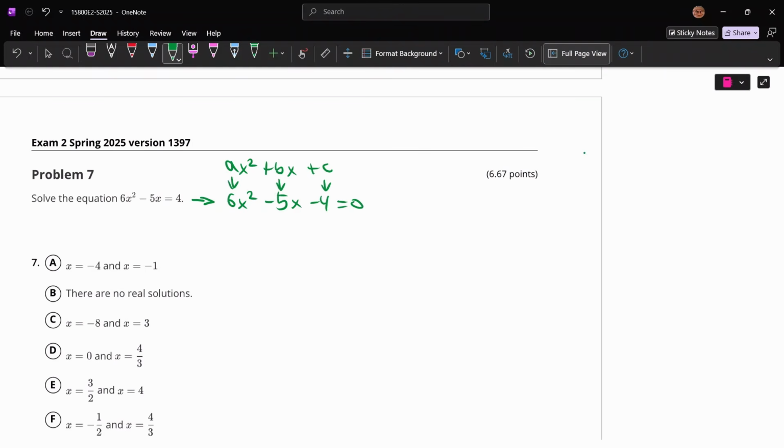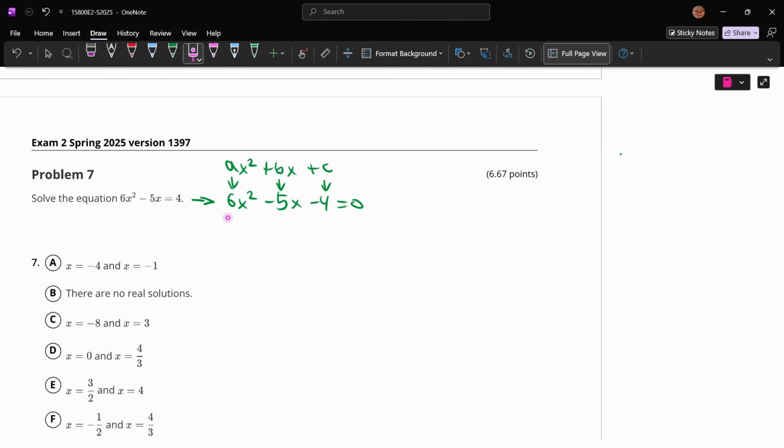But since the leading coefficient is 6 instead of 1, we're going to have to solve this by either using factoring by grouping or by using the quadratic formula. So I'll show both approaches. I'd say the grouping approach would be more straightforward, but it's a little bit tricky. So if you're not comfortable with it, then I guess the safer approach would just be plugging numbers into the quadratic formula.